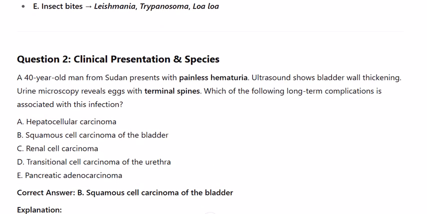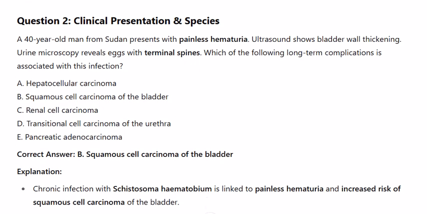Question 2. Clinical presentation and species. A 40-year-old man from Sudan presents with painless hematuria. Ultrasound shows bladder wall thickening. Urine microscopy reveals eggs with terminal spines. Which of the following long-term complications is associated with this infection?